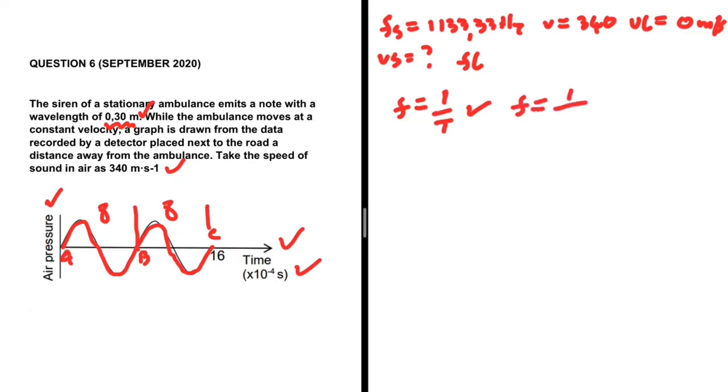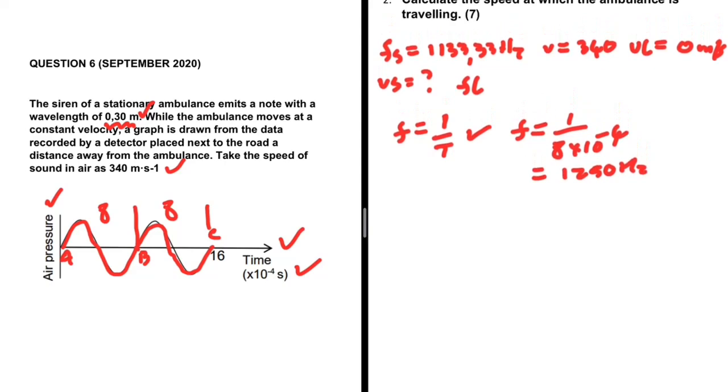It will be 1 divided by 8 times 10 to the minus 4. So let me just go ahead and put that in my calculator. I'm getting 1250 hertz. So this is the frequency emitted and this is the frequency observed. So let's take a look at the frequency emitted and the frequency observed. The frequency observed, FL, is greater than the frequency emitted. So obviously the ambulance has to have been moving towards the detector. That is the only way FL can be greater than FS.